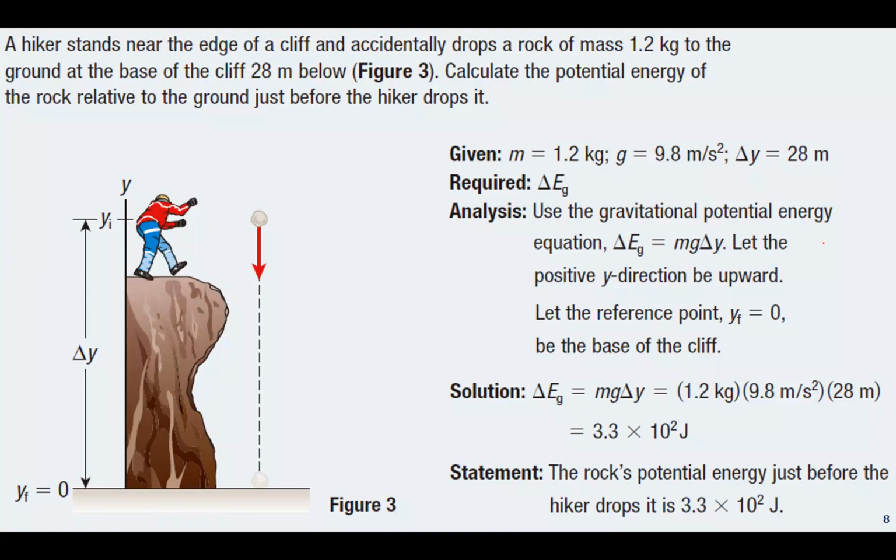So use the gravitational potential energy, delta Eg equals mg delta y. Then put all the values in. We have the potential energy delta Eg is approximately 3.3 times 10 raised to the power of 2 joules. So the rock's potential energy just before the hiker dropped it is 3.3 times 10 raised to the power of 2 joules. Okay, any questions? If not, let's have a look at the next one.